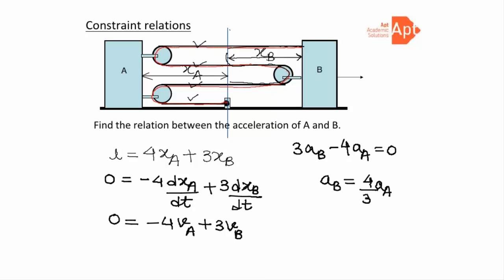So this is what we have: the acceleration of B is equal to 4 by 3 times the acceleration of A. This is how we can use constraint relations to find the relation between the accelerations of moving objects using the length of the string, right? So remember it: this was XB, this was XA, and the accelerations of the blocks are AA and AB. Okay.